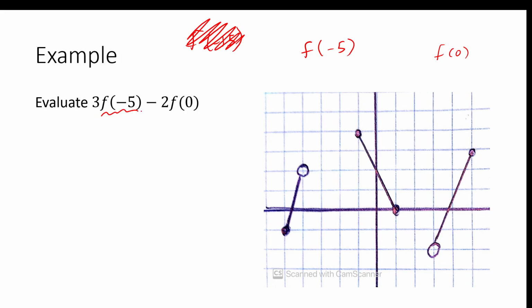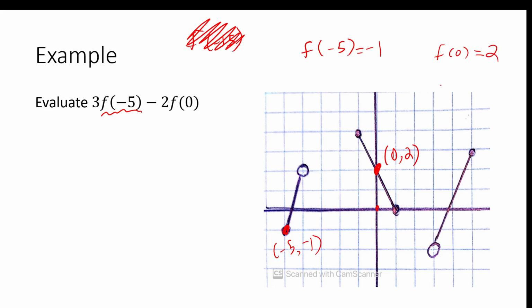So looking at this right here, f at negative 5, I go on this function to where there's an x value of negative 5. There's an x value of negative 5 down here where the y value is negative 1. So I know right away f at negative 5 equals negative 1. Then for f at 0, I go on this function where there's an x coordinate of 0, and that's up here. When the x coordinate is 0, the y coordinate is 2. So that means f at 0 equals 2.